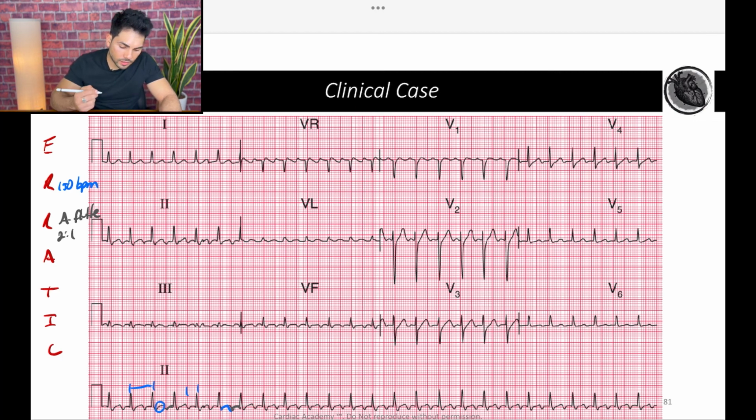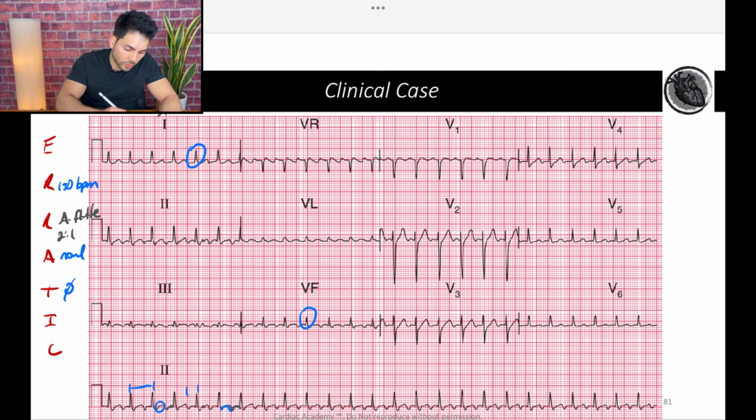Next axis, we look at lead 1, AVF, both upright, that's normal. T, we really don't see any T waves here. What we see are the flutter waves, so we can't really evaluate for QTC interval. I is ischemic changes. Again, anatomical region.